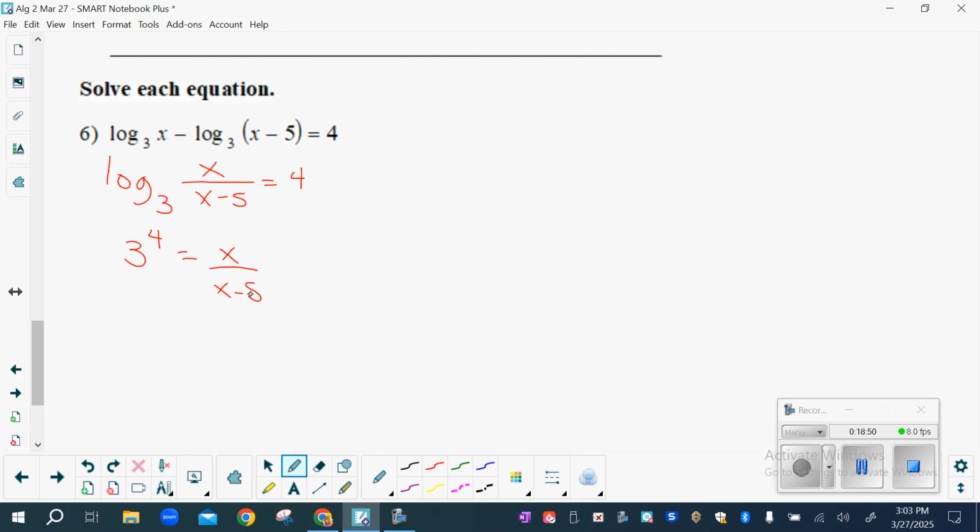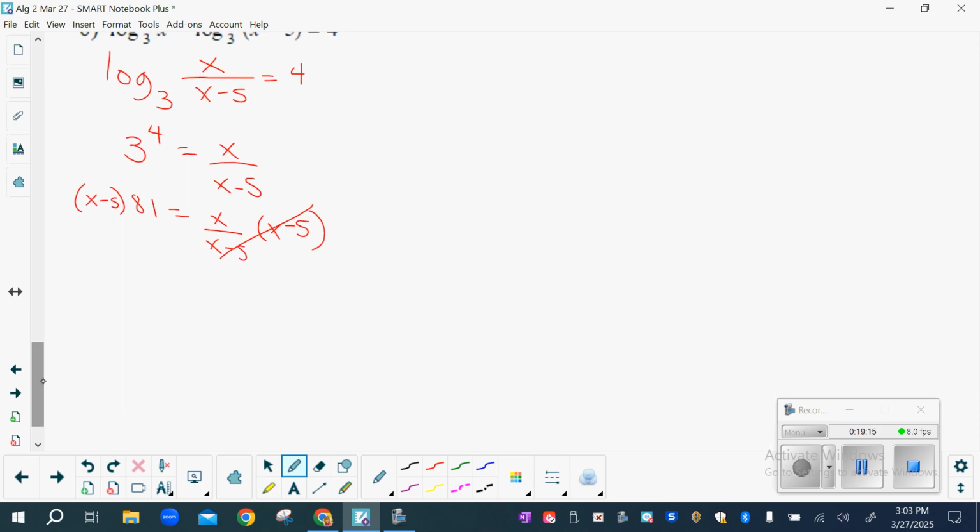So 3 to the 4th is 81. 81 equals x over x minus 5. And then I'm going to call on... Multiply both sides by? That's right, by x minus 5. And so we get 81x minus 5 times 81. 405 is x. And what would we do next? Solve that.